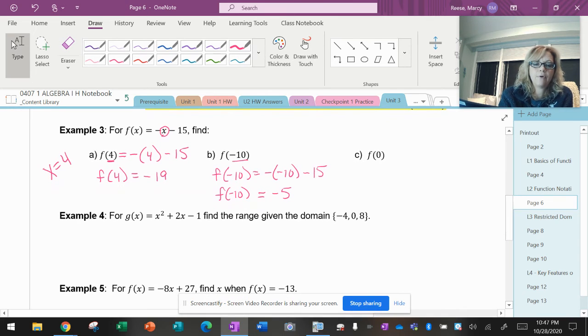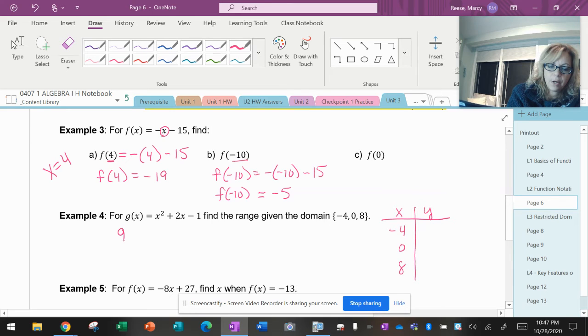And then I look at 4 and I think, ooh, that's a biggie, right? Okay, so I got g of x equals x squared plus 2x minus 1. And it says find the range given the domain. Okay, so that just means domain. Make a little table if you want. So I got when x is negative 4, when x is 0, and when x is 8.